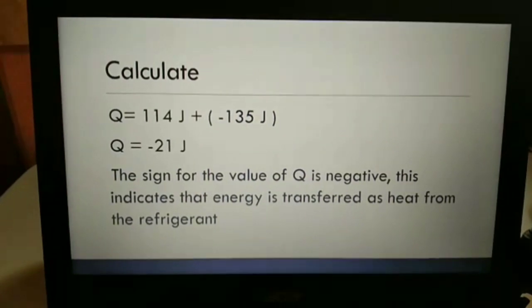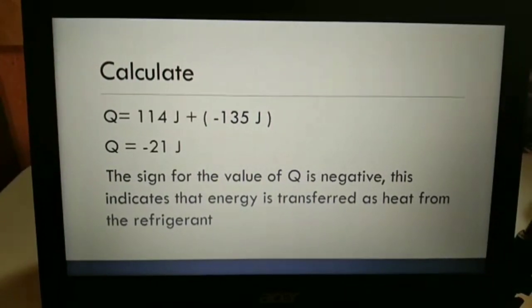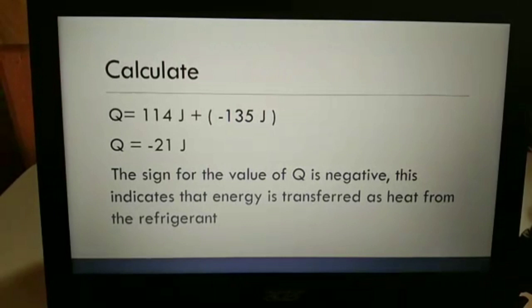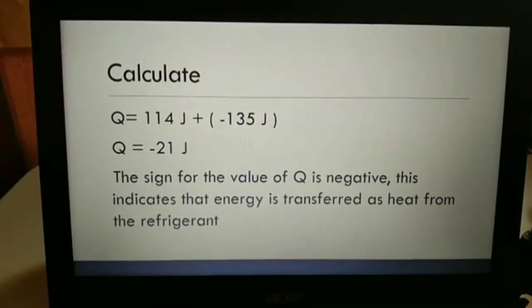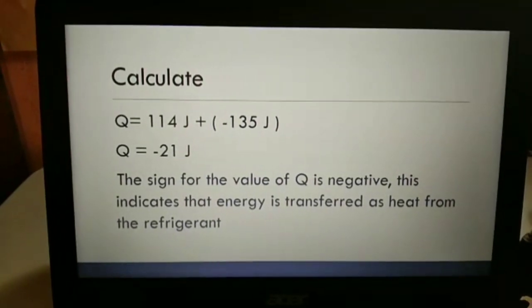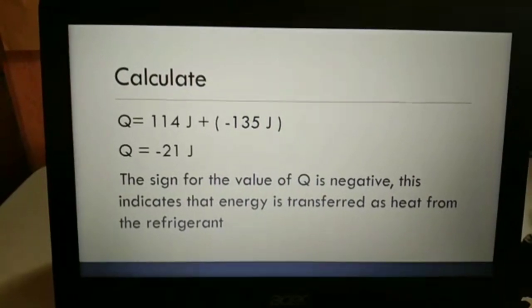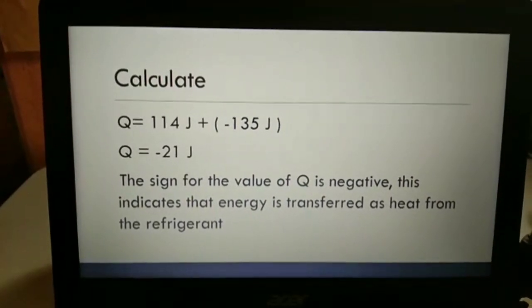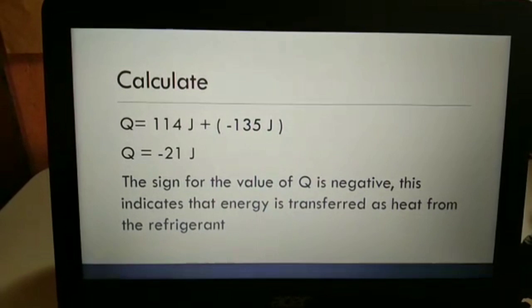Then calculate. Q is equal to 114 joules plus negative 135 joules. Q is equal to negative 21 joules. The sign for the value of Q is negative. This indicates that energy is transferred as heat from the refrigerant.